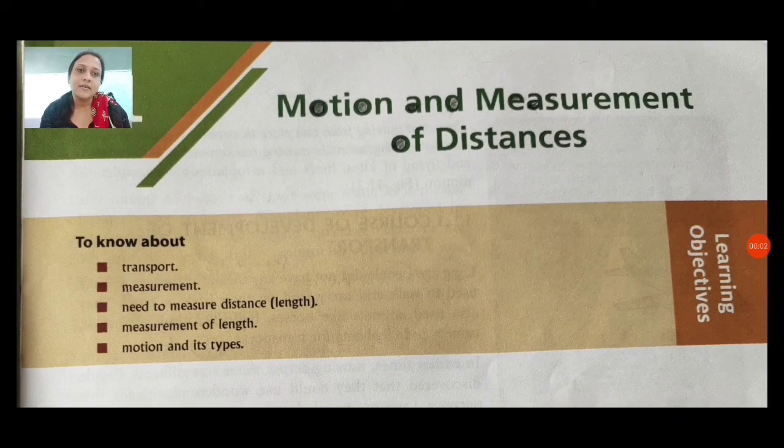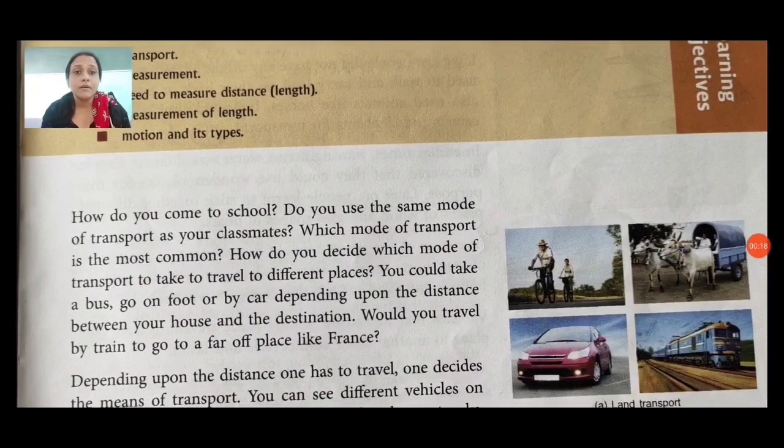You can see here our chapter number 11, Motion and Measurement of Distances. In this chapter, we will learn about transport, the need to measure distance, length, measurement of length, motion and its types. In our first paragraph, how do you come to school?